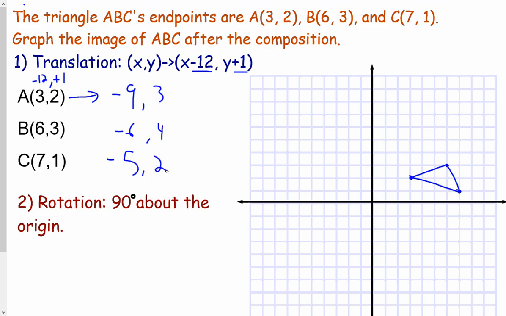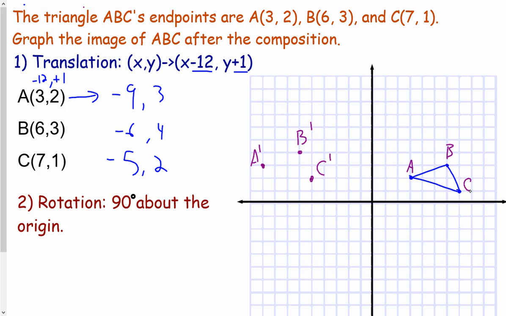Now again, if you're like me, I'm not great at counting. So normally I would calculate as a backup. So I'm going 12 left, 1 up. So there's my point A prime. All right, so B, we got 6, 12 left, 1 up. And then the same thing with C.